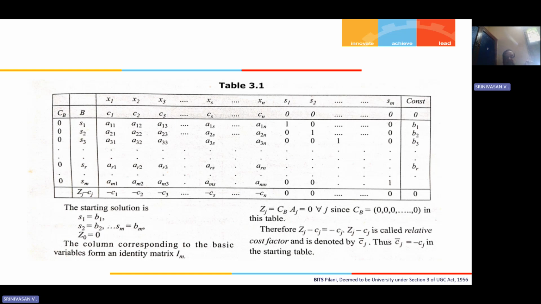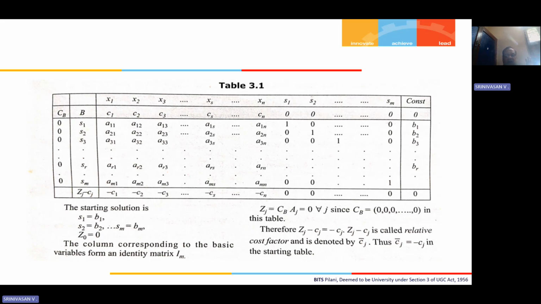And that is Zj minus Cj, where Cj is the small cj. So what is this Zj? How do you calculate Zj? It is nothing but CB into Aj. According to this initial table, it will always be 0 for all j, since CB has the coefficients 0, 0, etc., 0 in this table.